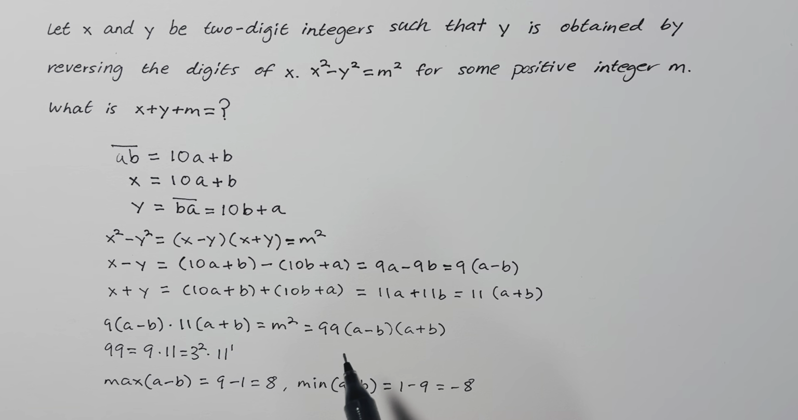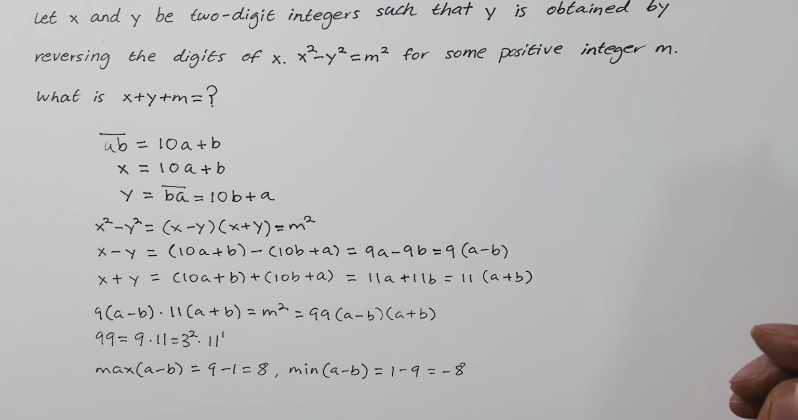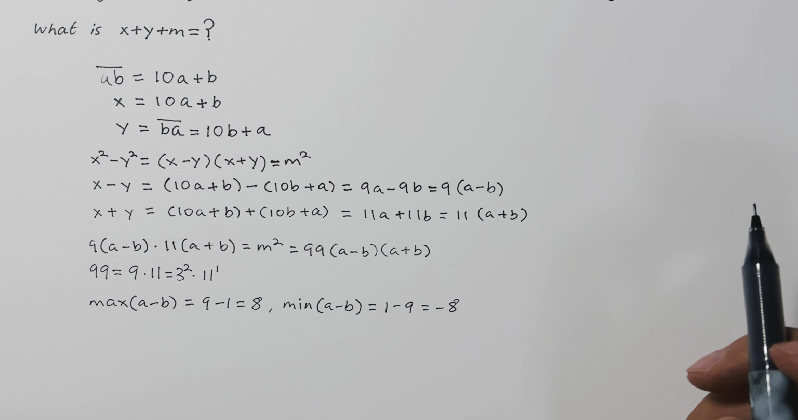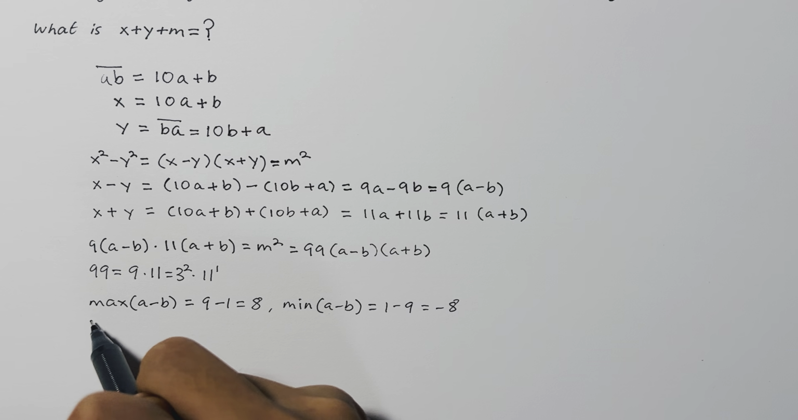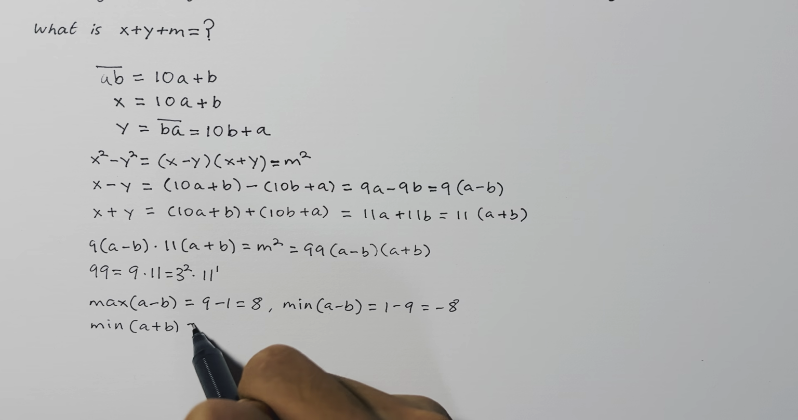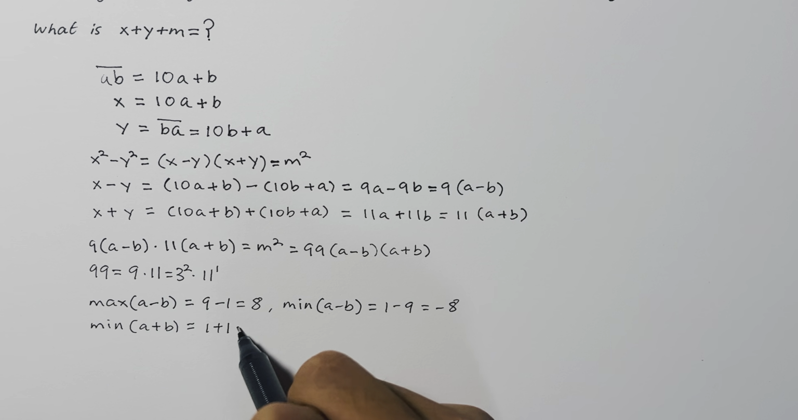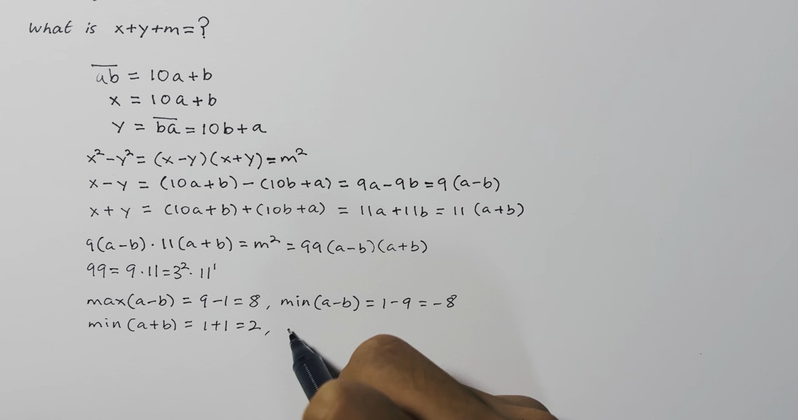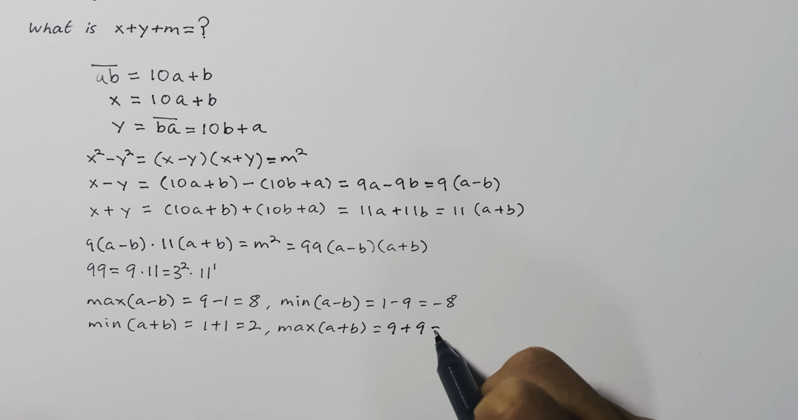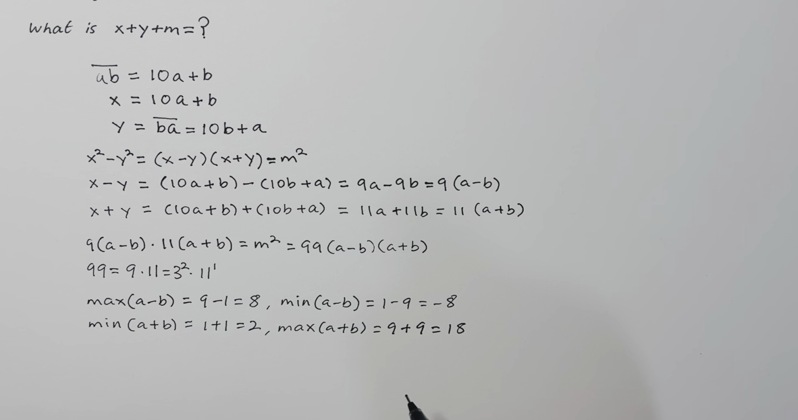Now, what is the possible range for a plus b? Well, we know that the minimum of a plus b is equal to 1 plus 1 equals to 2, while the maximum of a plus b is equal to 9 plus 9 equals to 18. There's only one multiple of 11 in this range, 11 itself. Therefore, we have a definitive conclusion, a plus b equals to 11.